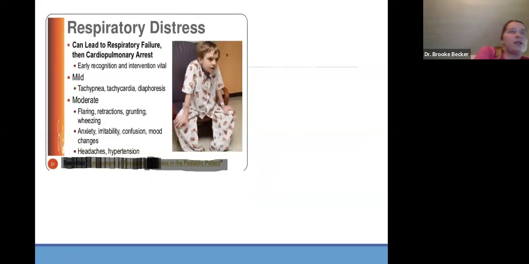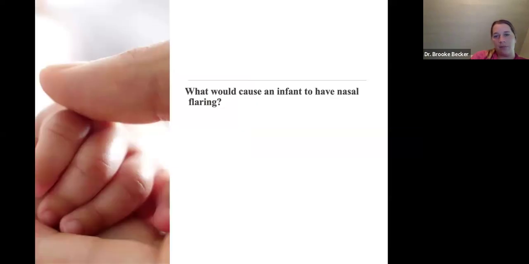Respiratory distress, if it progresses, it can lead to respiratory failure, which then leads to cardiopulmonary arrest. Okay. So mild respiratory distress might be tachycardia, tachypnea, but then moderate starts. So that's where you get your increased abdominal breathing, your increased retractions, grunting. Kids might start to become more anxious, headaches, high blood pressure. Okay. So as it's progressing to moderate, that's where they need to be in the ER.